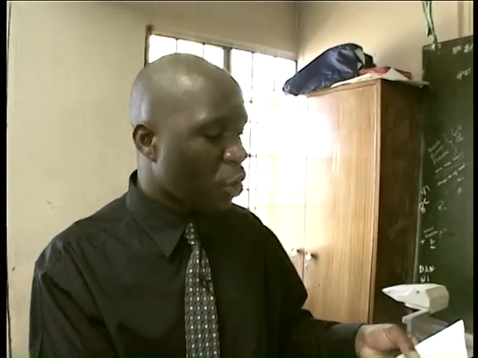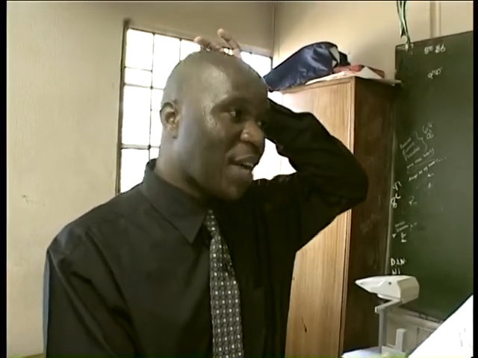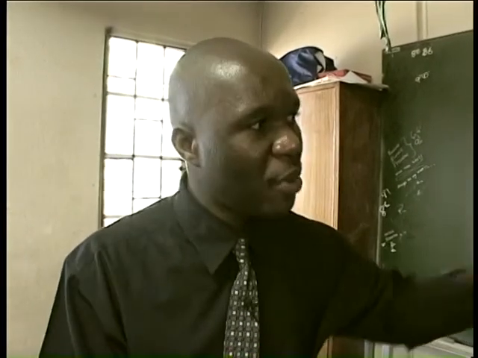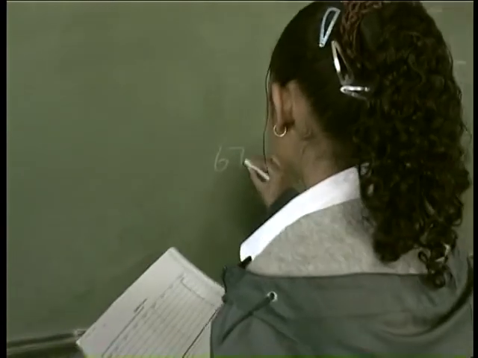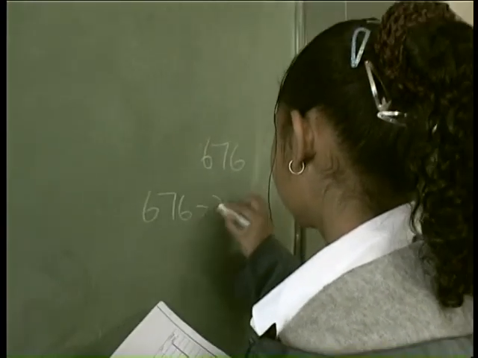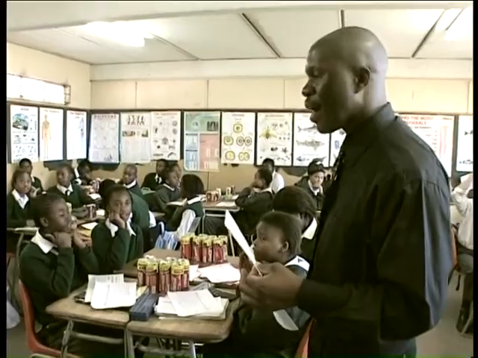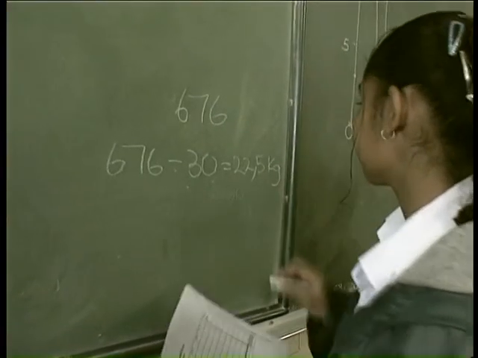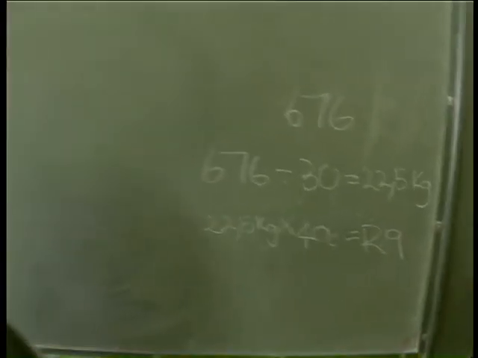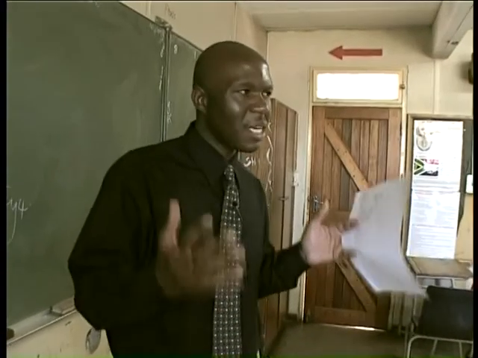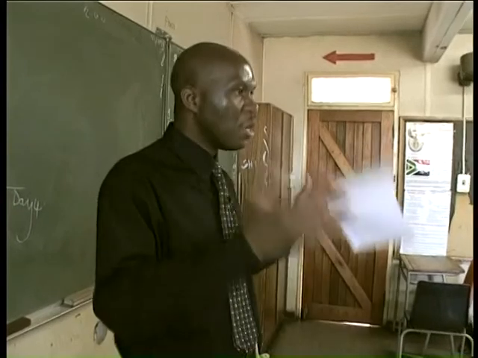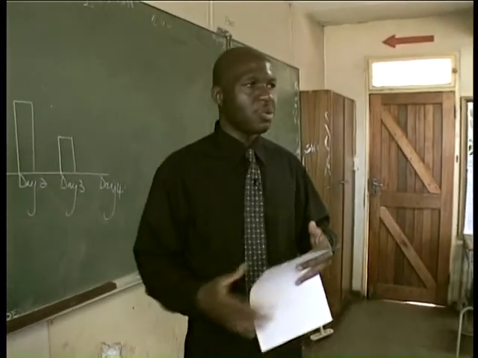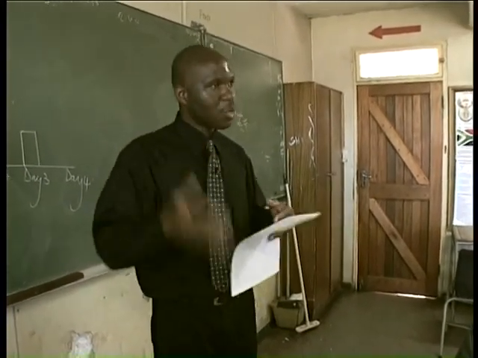676. Tasneem, you must also take note that for 30 cold drink cans, you'll get 1 kg. So now I would like you to work out how many kgs we are going to get from that 676. 22.5. 22.5 kg. How much are we going to get now? 9 rand, sir. It might sound like a small amount, but imagine if each and every one of you does what Tasneem did. It's going to end up giving our school a lot of money.